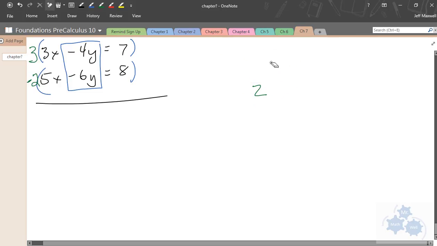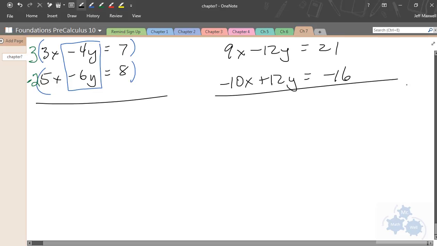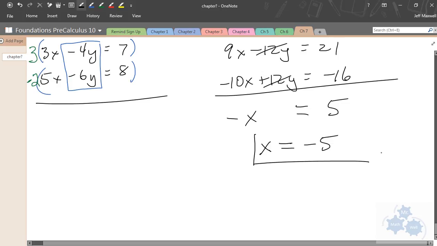These equations are going to look like this: 9x minus 12y equals 21, and negative 10x plus 12y equals negative 16. I'm just going to go a little bit quicker here to save some time. So 9 minus 10 is negative x. Negative 12 plus 12, that's gone. And 21 minus 16 is 5. Negative x doesn't do us any good. We need positive x, so x equals negative 5. Is that agreed upon?